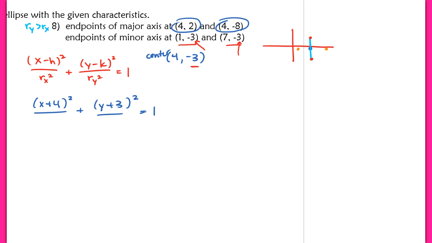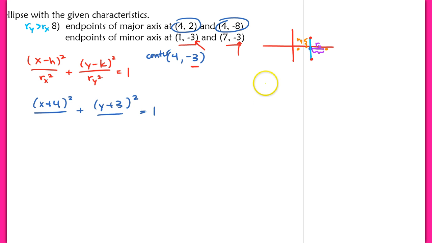Okay, all we have left to do now is to find r sub x and r sub y. This time we don't have to use that equation f squared is equal to r sub x squared minus r sub y squared. The reason we don't need this is because they don't tell us any foci. So don't overcomplicate a problem. In this case, because we have the center and we have the endpoints of the major axis and the endpoints of the minor axis, that means we can find r sub x, which is this segment length here, okay? We can also find r sub y, which is this segment length here.